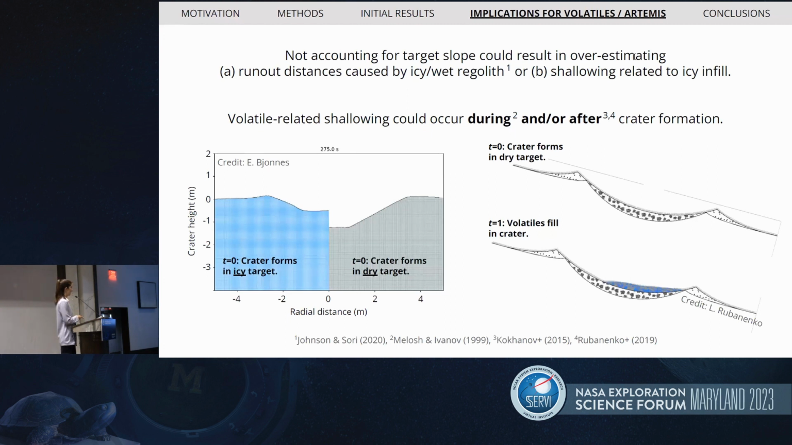It's also important to remember that any sort of volatile-related shallowing could occur during the impact formation process. That's what's illustrated on the left here. A crater that forms in an icy target is going to be preferentially shallower than a crater formed under the same impact conditions in relatively drier terrain. And then volatile-related shallowing can also occur after the crater forms, as volatiles infill and modify the topography.